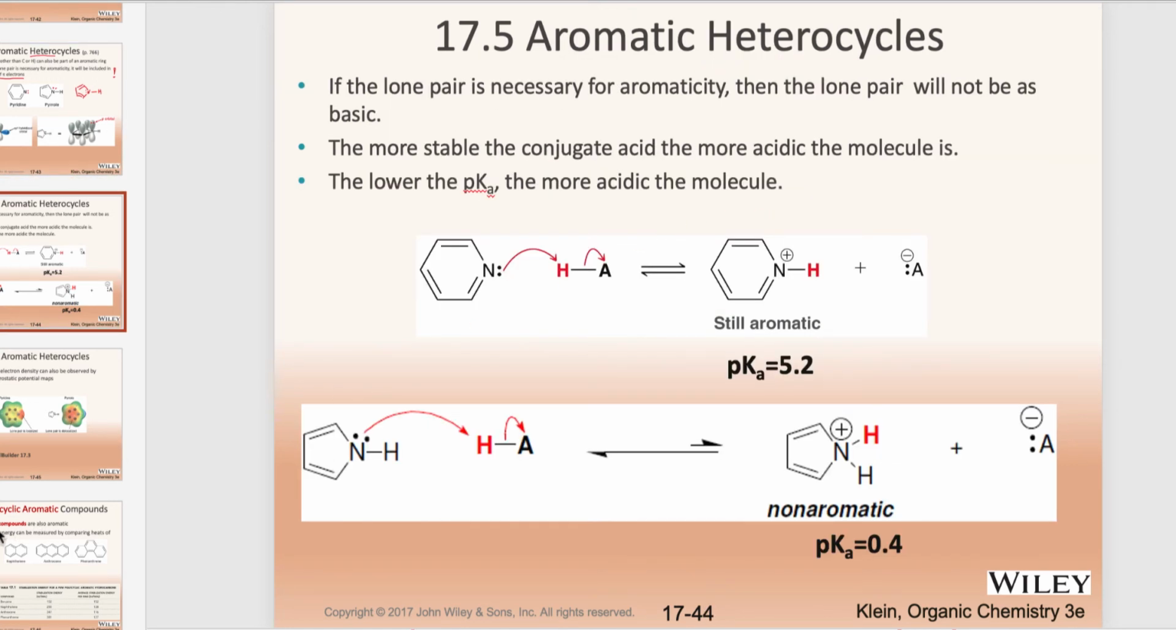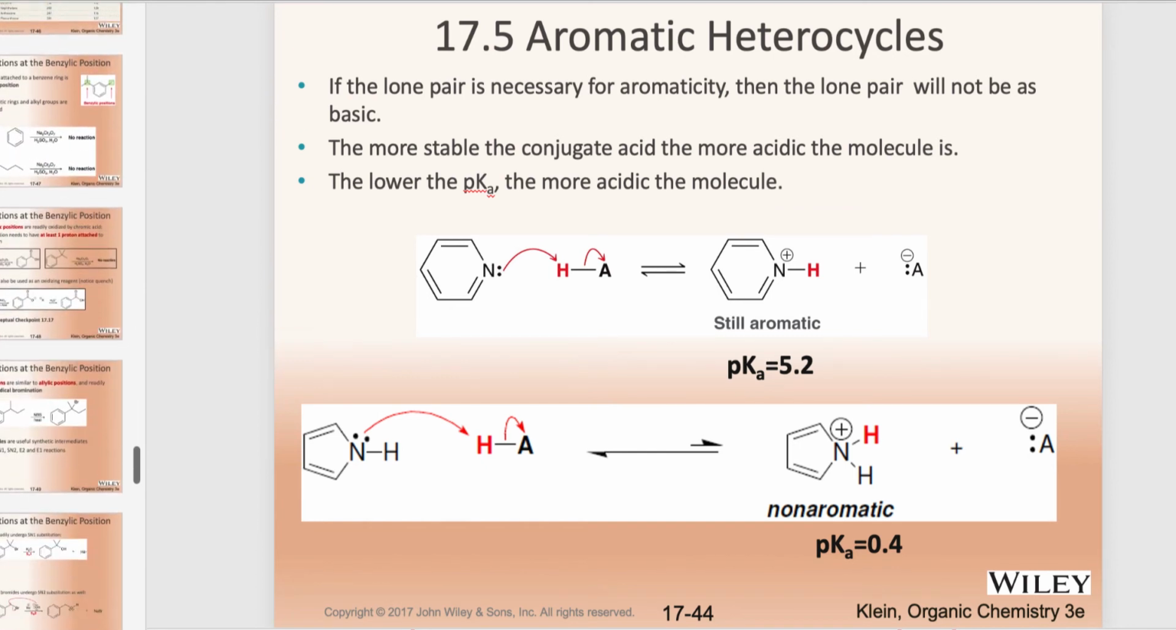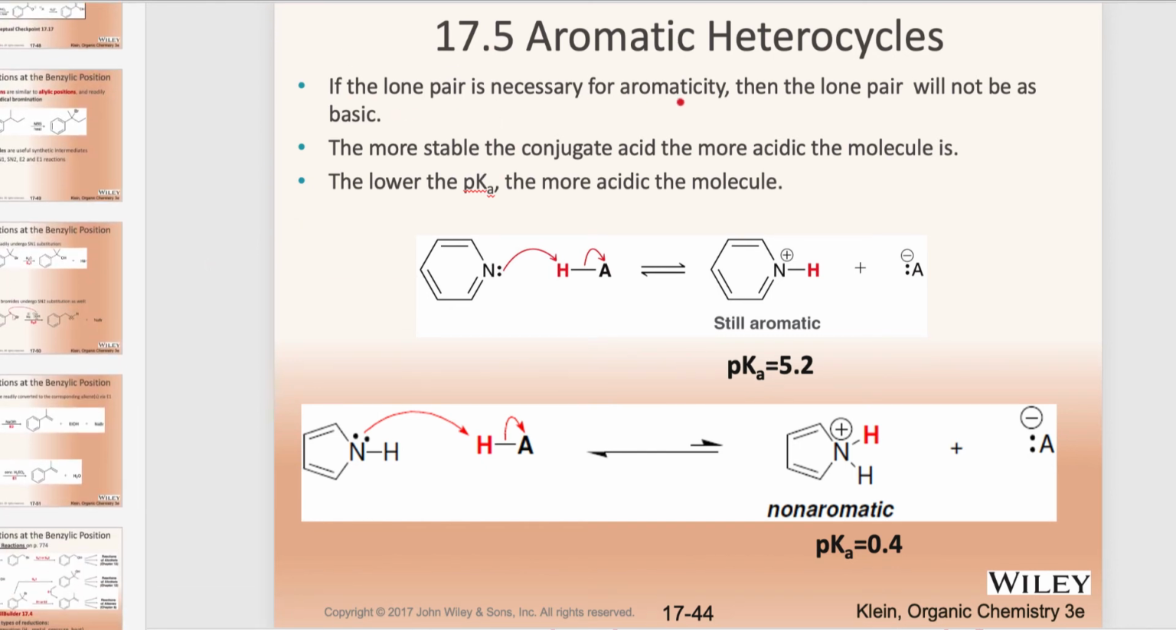The consequences for this are described in this slide, which now shows us that if the lone pair is necessary for aromaticity, then the lone pair will not be as basic, which means that we need to understand where the lone pair is housed. In this case, we learned that this is not part of the aromatic system. We have 2, 4, 6 electrons here. It can easily act as Lewis base, electron pair donor, make a nitrogen-hydrogen bond. This is still aromatic. And the second example, so we're going from pyridine to pyrrole.